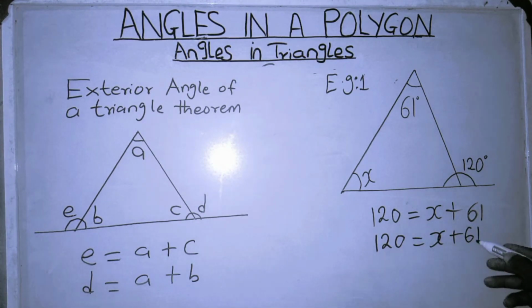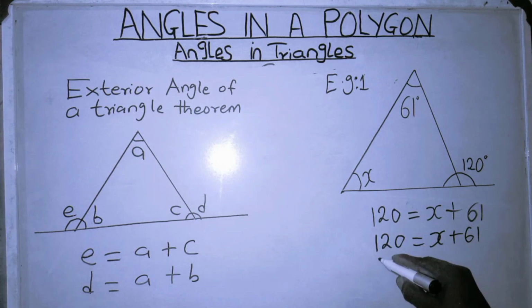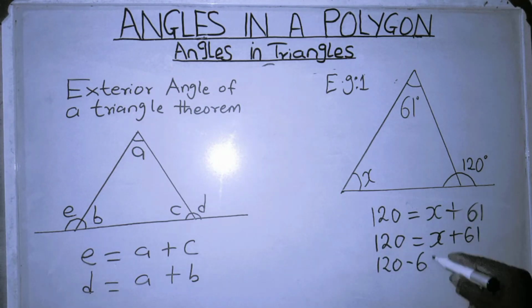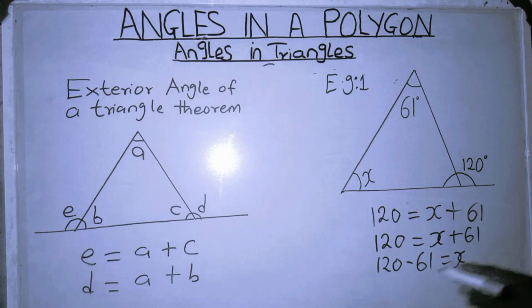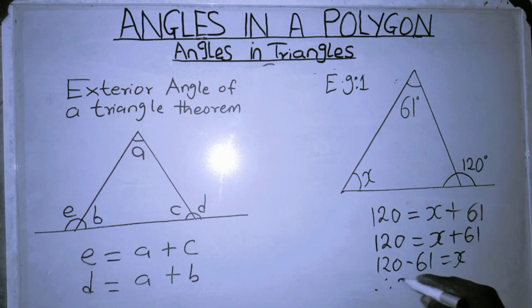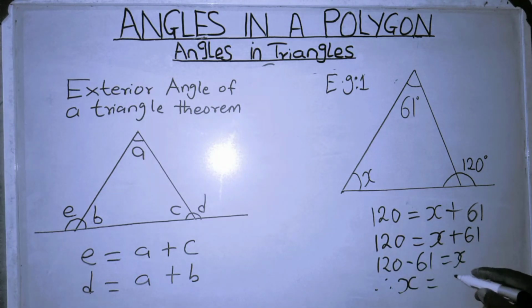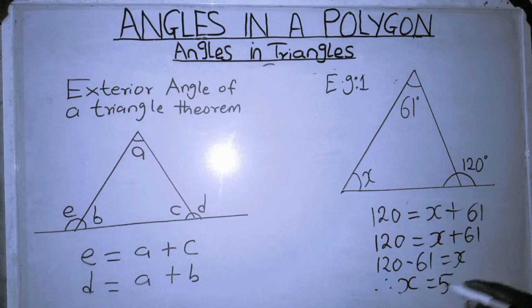So to get the answer to the question, that will give us 120 is equal to x plus 61. Let's write it much clearer now. All right, so collect like terms. That is to say, this one will come over here. 120 minus 61 equal to x. Therefore, the value of our x will be equal to 120 minus 61, which will give us 59 degrees. And that becomes the answer to this particular question. I hope this is quite clear. That is exactly what we mean by the exterior angle of a triangle theorem.